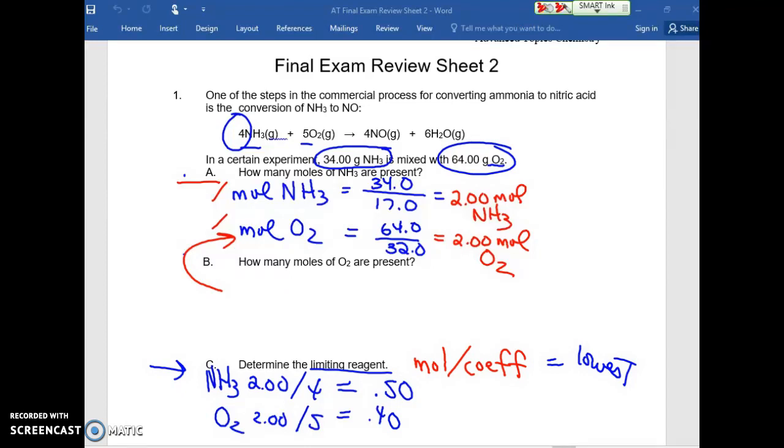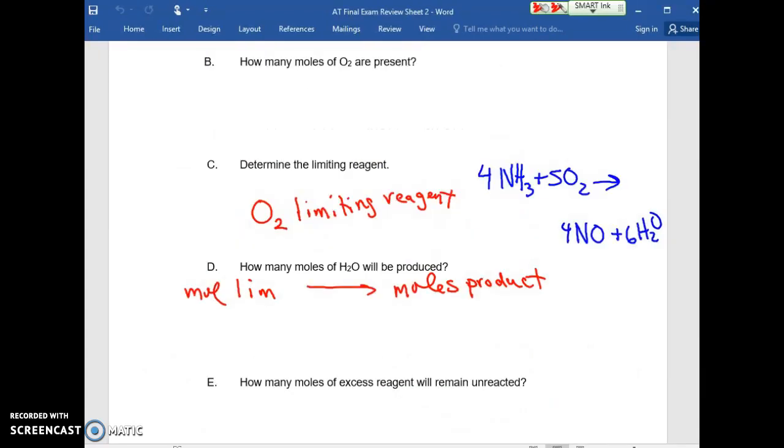So that means ding, ding, ding, ding, ding. This must be the limiting reagent. Now be careful. It's still 2 moles of O2. We only use these values for the sake of comparison in this part of the question, merely to determine which one gets used up first. So that's the limiting reagent. Guys, we just found out that the limiting reagent is O2.